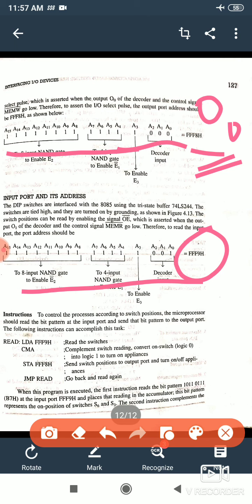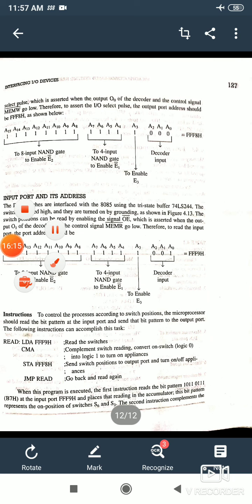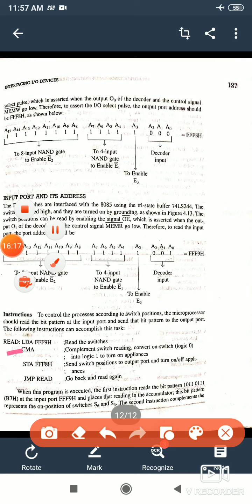So what will be the instructions or the program for that? We will load the accumulator with the input. So LDA FFF9. Whatever is at the DIP switches will be loaded to the accumulator. Next would be complement. Whatever is in the accumulator will be complemented, so 1 becomes 0, 0 becomes 1, and then we will store this content to the output device, STA FFF8. So whatever is there will be stored to FFF8.